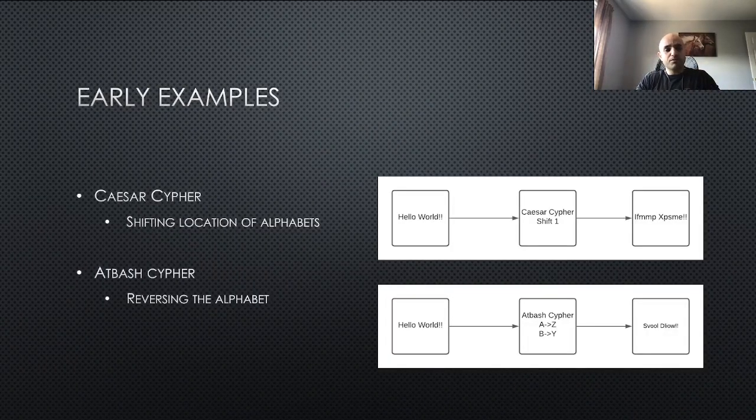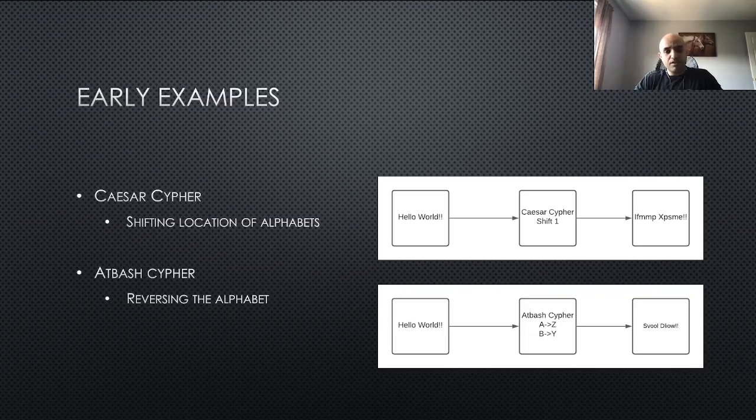Early examples of cryptography are Caesar's cipher and Atbash cipher. Cryptography and protecting information goes long, long back. And that's why we have very old algorithms that were used to secure information. Caesar cipher and Atbash are very simple cryptographic algorithms.